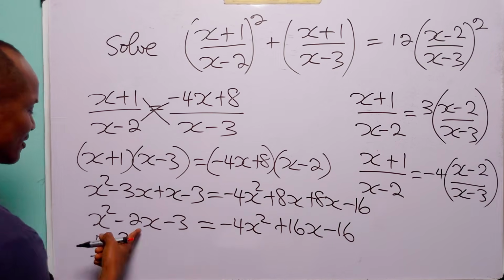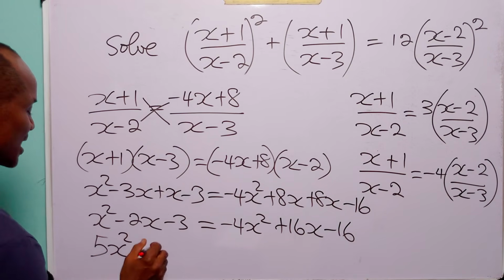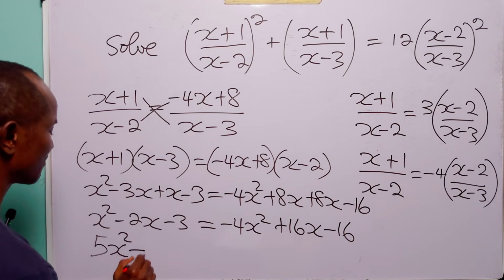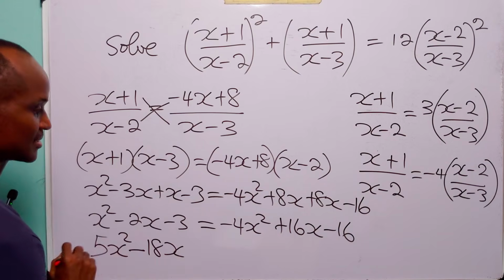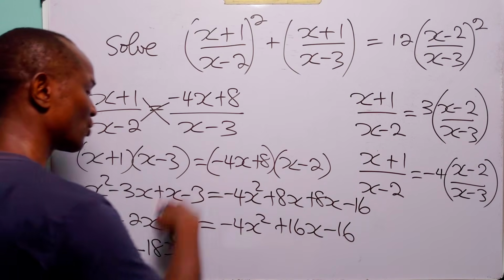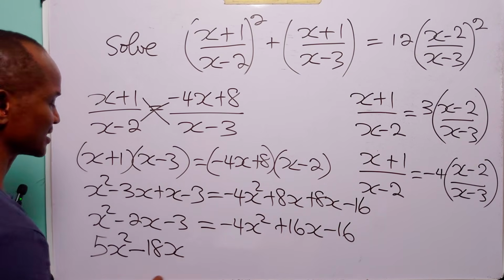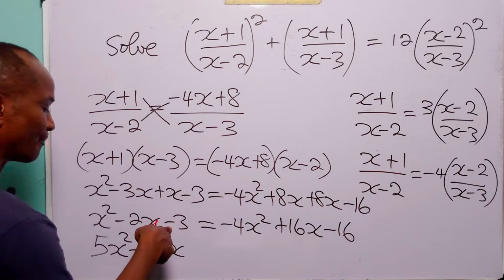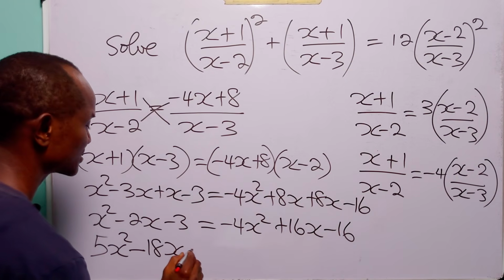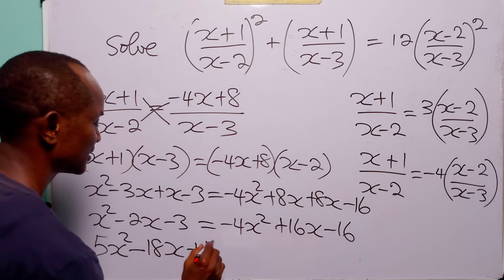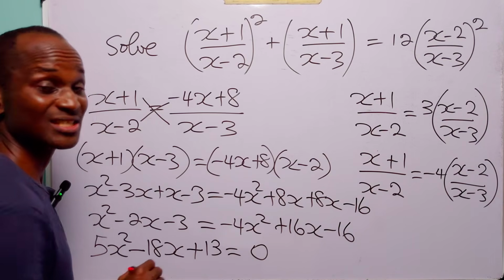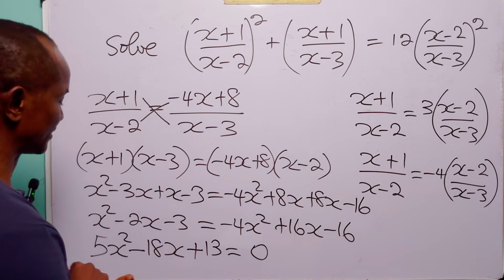Now we have minus 16x minus 2x. Of course, that is going to give us minus 18x. And minus 16 going over the equality sign becomes plus 16. Plus 16 minus 3 is going to give us plus 13. And of course, we have 0 left on the right hand side.